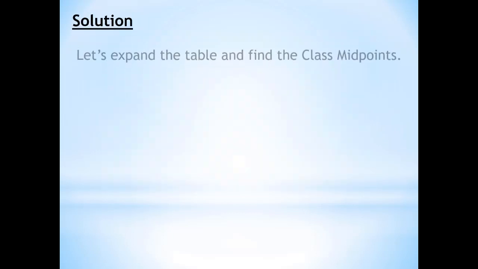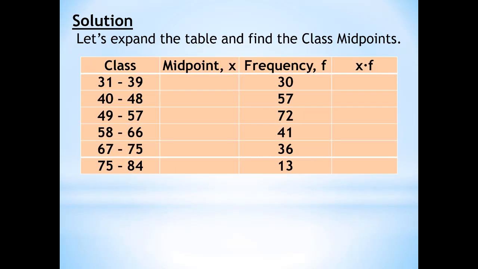Okay, so let's take a look at the solution. We're going to expand the table to find the midpoints. We've got our classes and our frequencies. The midpoint of the class from 31 to 39 is 35. Now, if we figure out the class width, we can use that to generate the rest of the midpoints. The first class begins at 31, the second class begins at 40, so 40 minus 31 is 9. That's the class width. So we take the 35 and we add 9, we get 44, add 9, we get 53, add 9, 62, add 9, 71, add 9, 80.